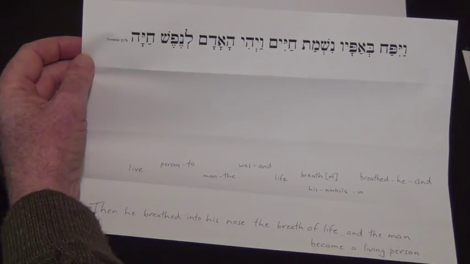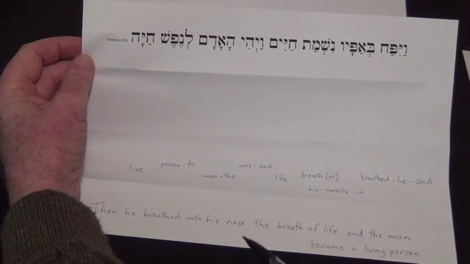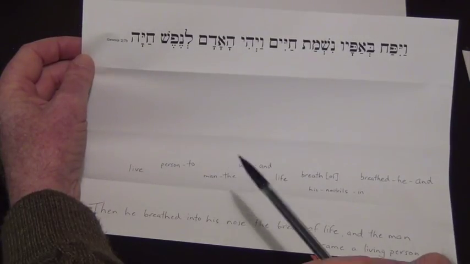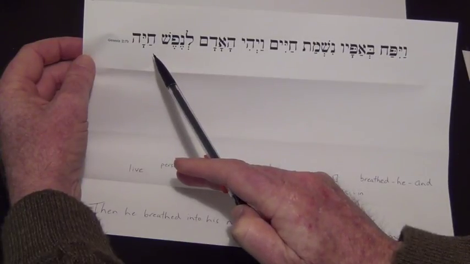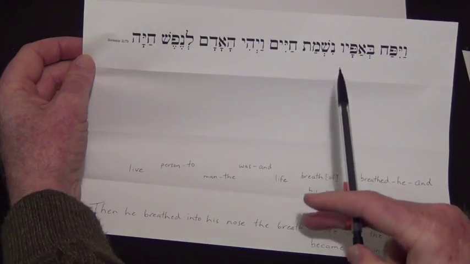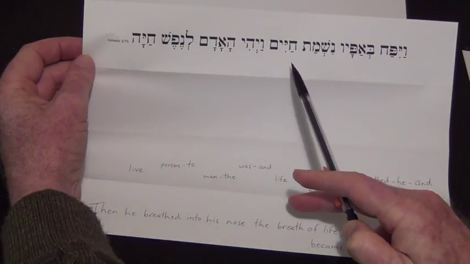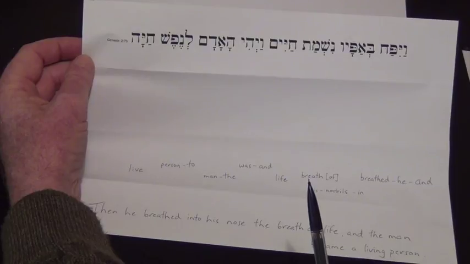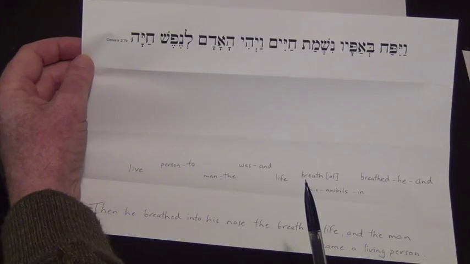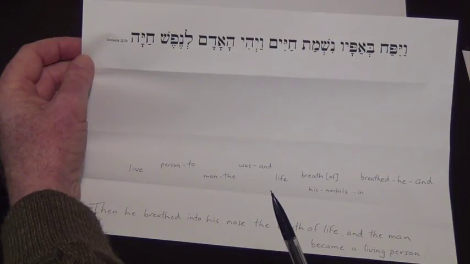Now, animals are also described as nefesh chaya. For example, chapter 2, verse 19. But only mankind has the nishmat chayim, the breath of life, breathed into him directly from God's own breath. So there we see the uniqueness of mankind in this very beautiful and poetic description of God creating man, the first man.